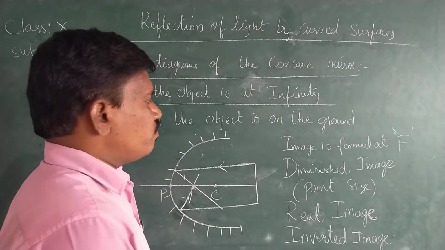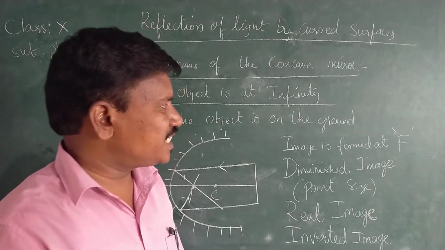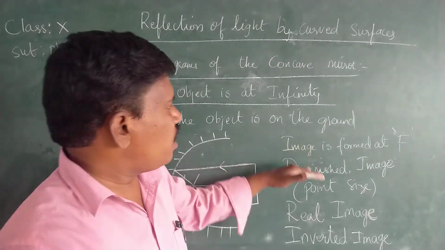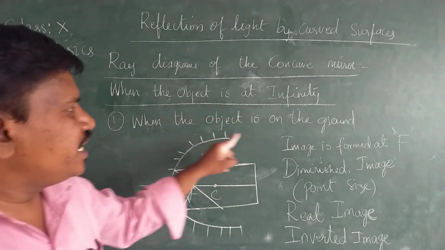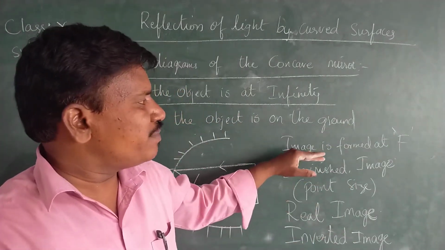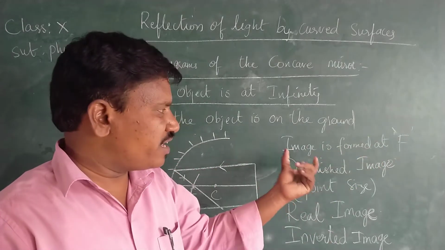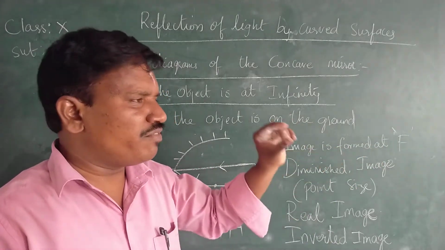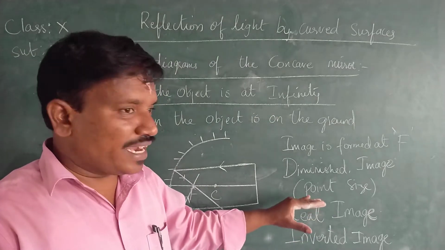Therefore, here, what are the characteristics of the image formed when the object is at infinity on the ground? It means the image is formed at F. That means where the image is formed, and how is the image formed? A very smaller image. Okay, can it be caught on the screen?